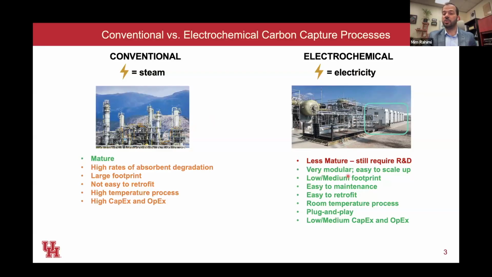For example, they are very modular and easy to scale up, basically by adding more modules. It gives us the ability to increase the scale of carbon capture. It has a low to medium footprint and is easy to maintain. If something is not working, we just replace and work on a specific module as opposed to the whole process. It's easy to retrofit. I always use the example of your cell phone battery. It retrofits easily into your pocket, so this would be pretty much the same analogy. It's a room temperature process, plug and play, with low to medium CapEx and OpEx based on the current projection.